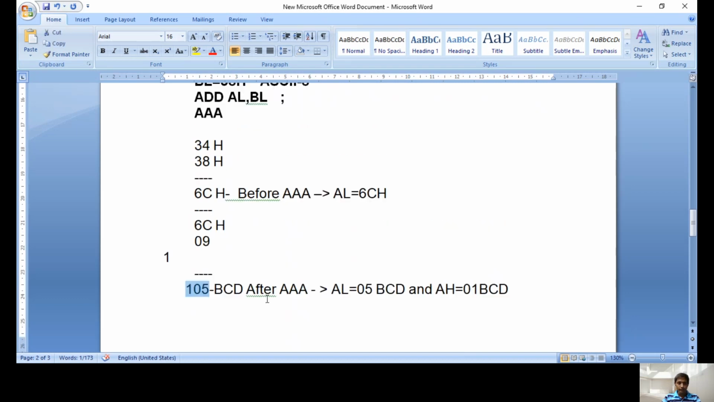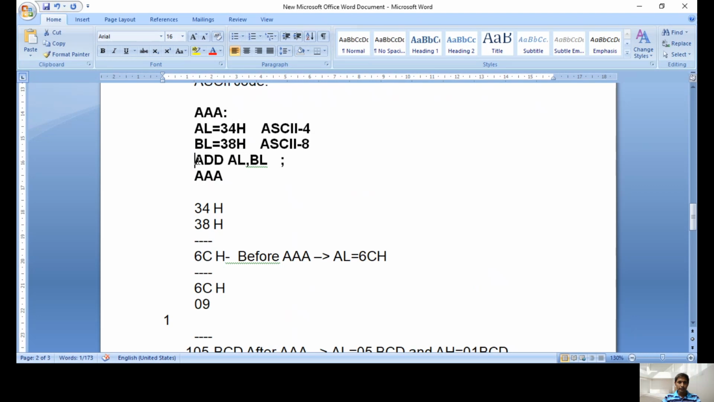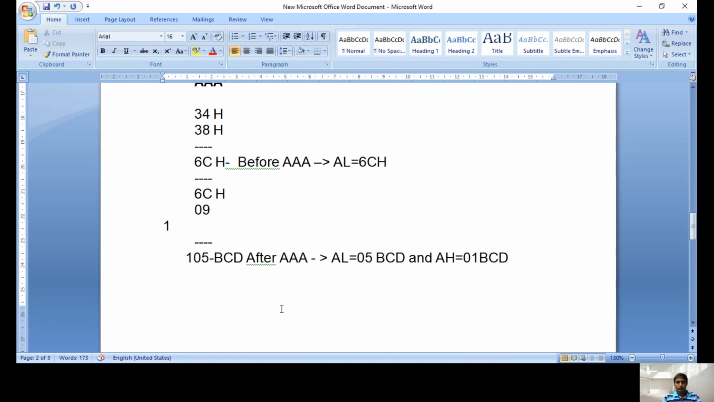If it is the AAS instruction, instead of addition, here we are performing subtraction. Instead of adding 09, here we are subtracting 09 from 6CH, if you consider the same example. This is about the arithmetic instructions of 8086.